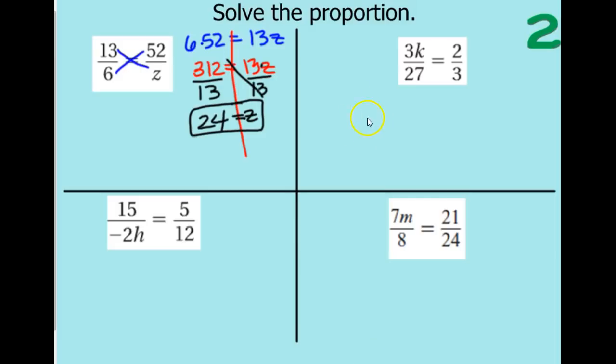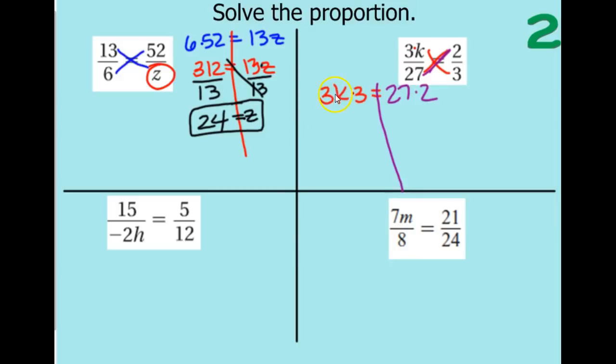Now the next few that we're going to solve the same way by cross multiplying, but now instead of just having one letter z, we have a number and a letter multiplied. Since we're cross multiplying anyways, we can just do the same thing. We are multiplying these and multiplying those. So first we have 3k times 3. Set it equal to our other cross, which is 27 times 2.